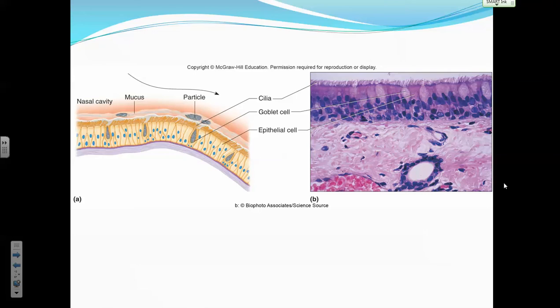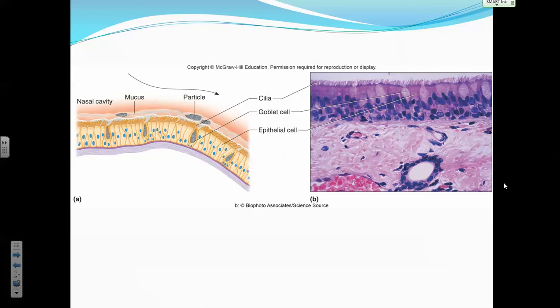Okay, so what kind of epithelium do you see here? Go back to your AMP1. Which one had cilia on it? Good, the pseudostratified columnar. And so in your respiratory tract, we're going to see a lot of this tissue. Notice there's goblet cells. Goblet cells produce mucus.